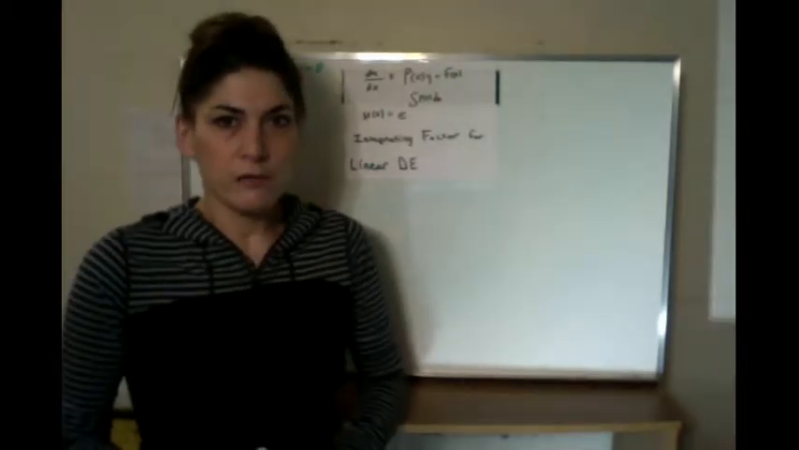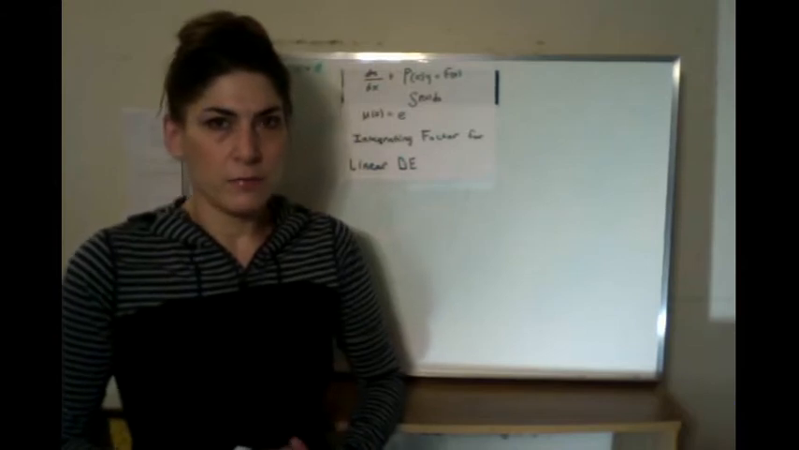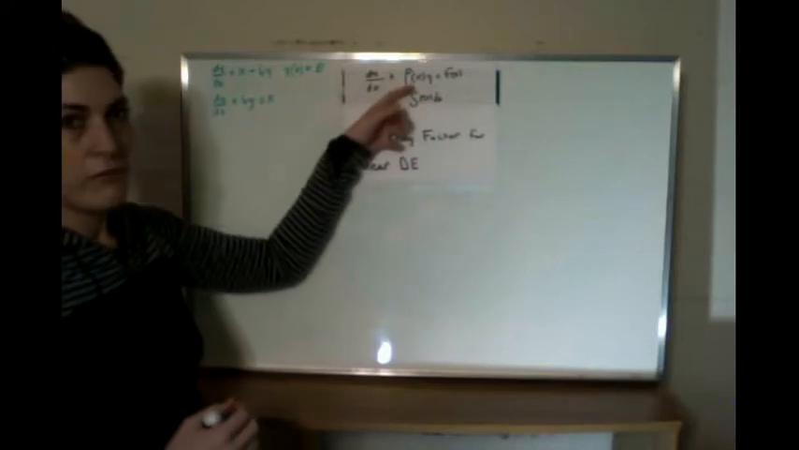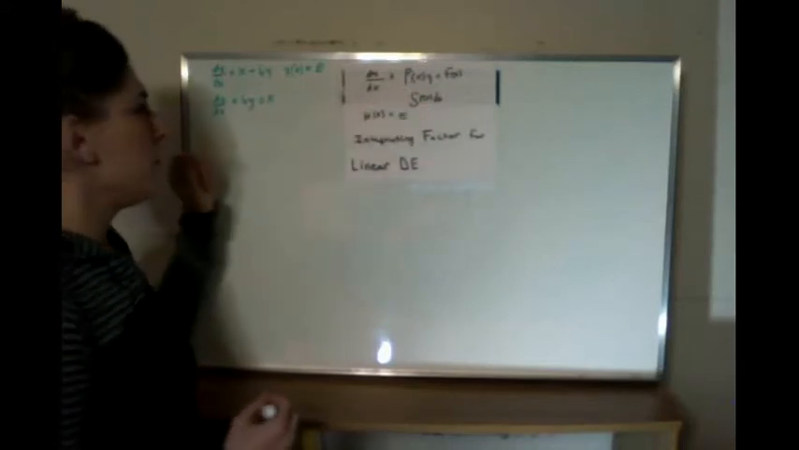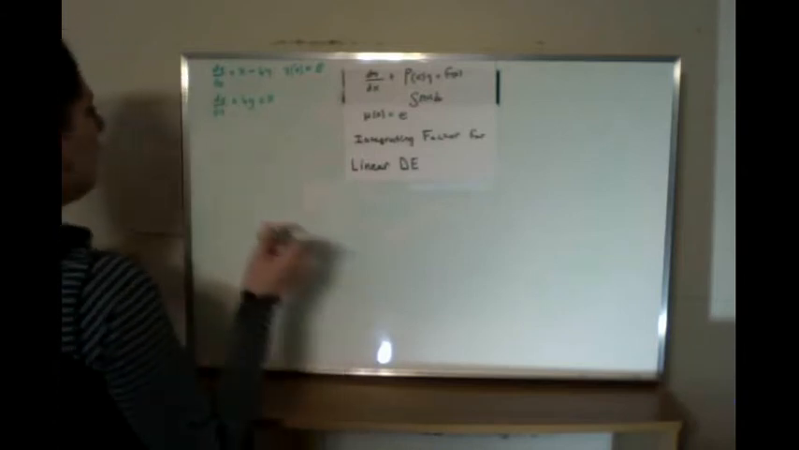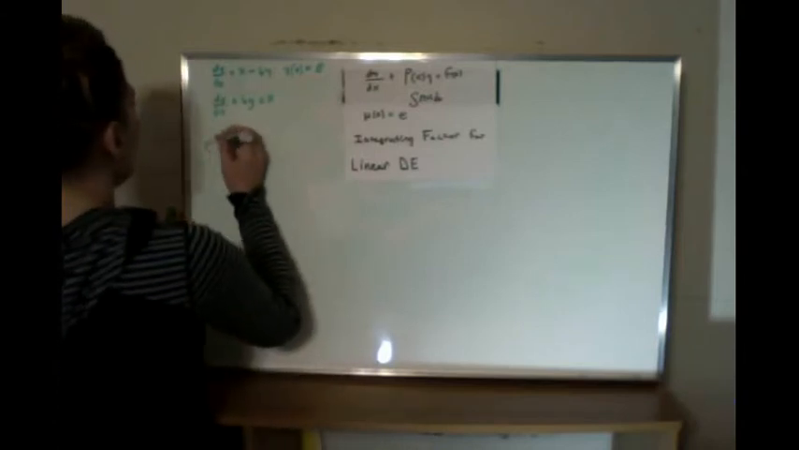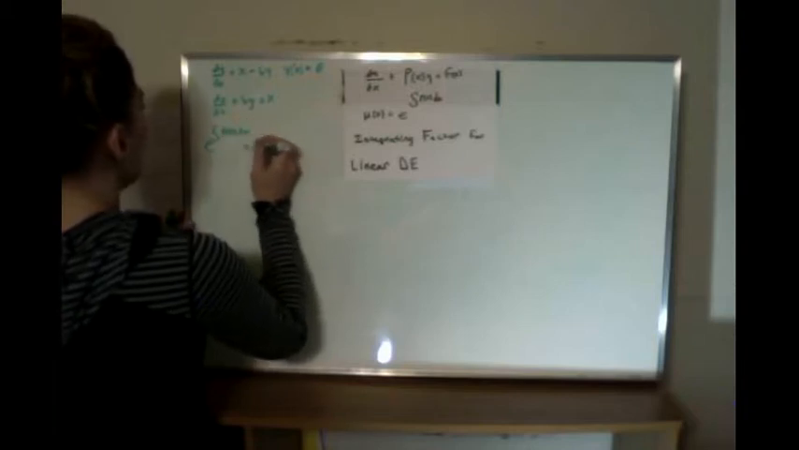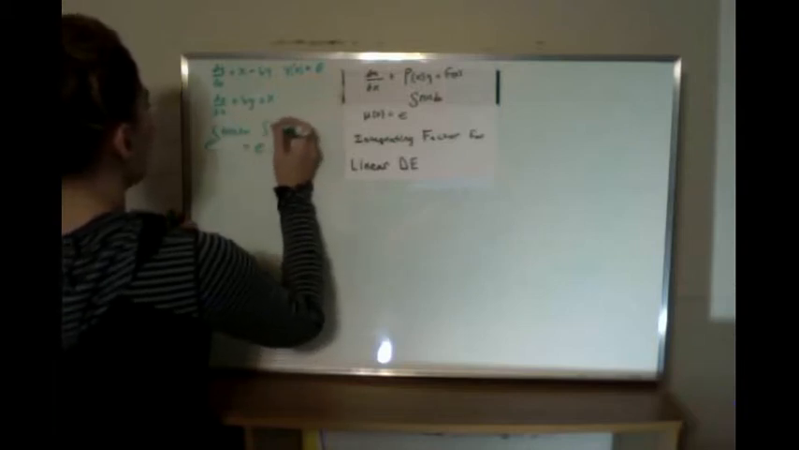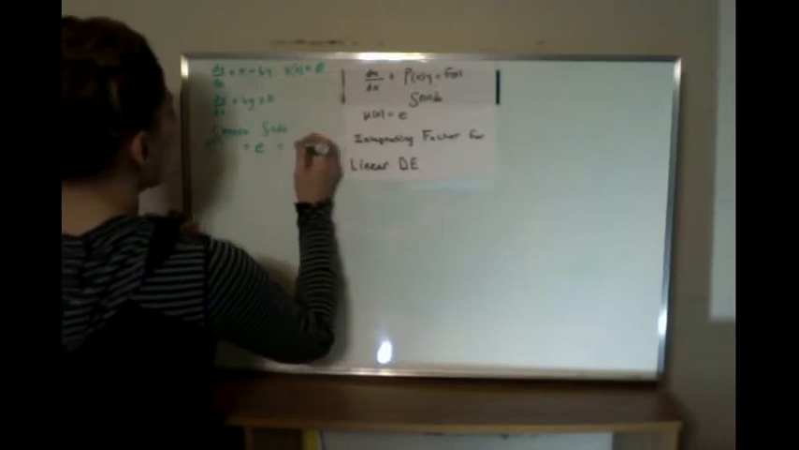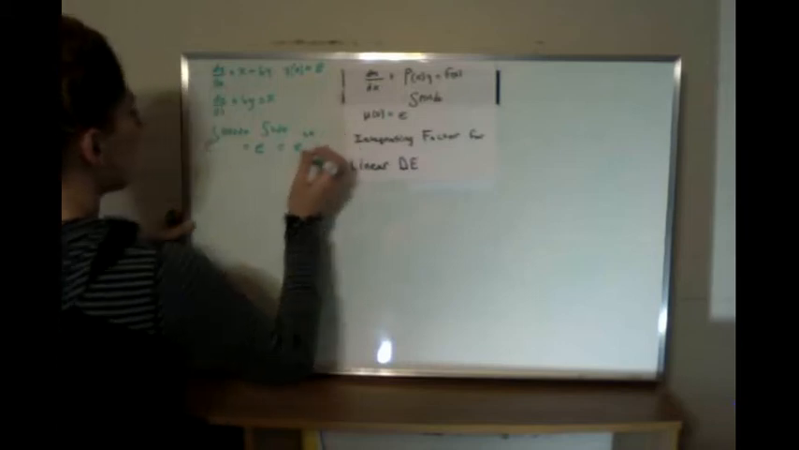Next, we want to find our integrating factor. First, we identify p(x) from the standard equation. So in this case, p(x) equals 6. Then we can take e to the integral of p(x) dx, which equals e to the integral of 6 dx. This gives us e to the 6x.